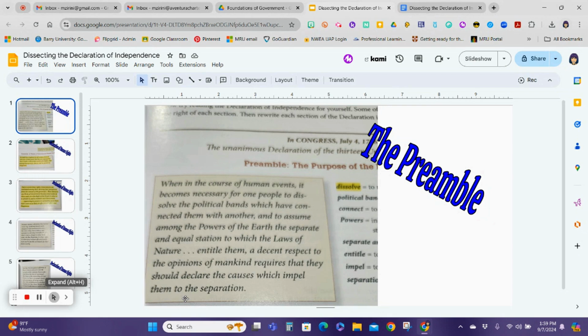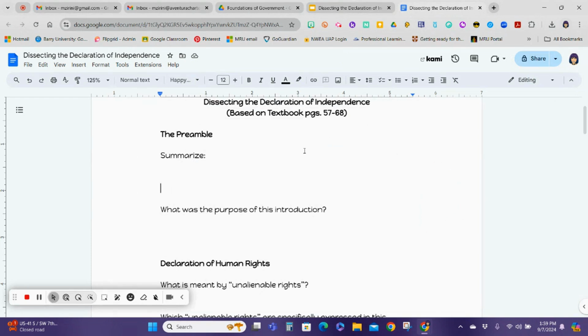Basically what they're saying here is that when a group of people need to break away and form their own country, the right thing to do is to explain the reasons why. So in your handout, when you're looking to summarize what the preamble is telling us, that's pretty much the summary of it. When a group of people break away from their country and form their own, the right thing to do is to explain why. And at any time during this video, feel free to pause and rewind to get the information you need to complete your handout if needed.